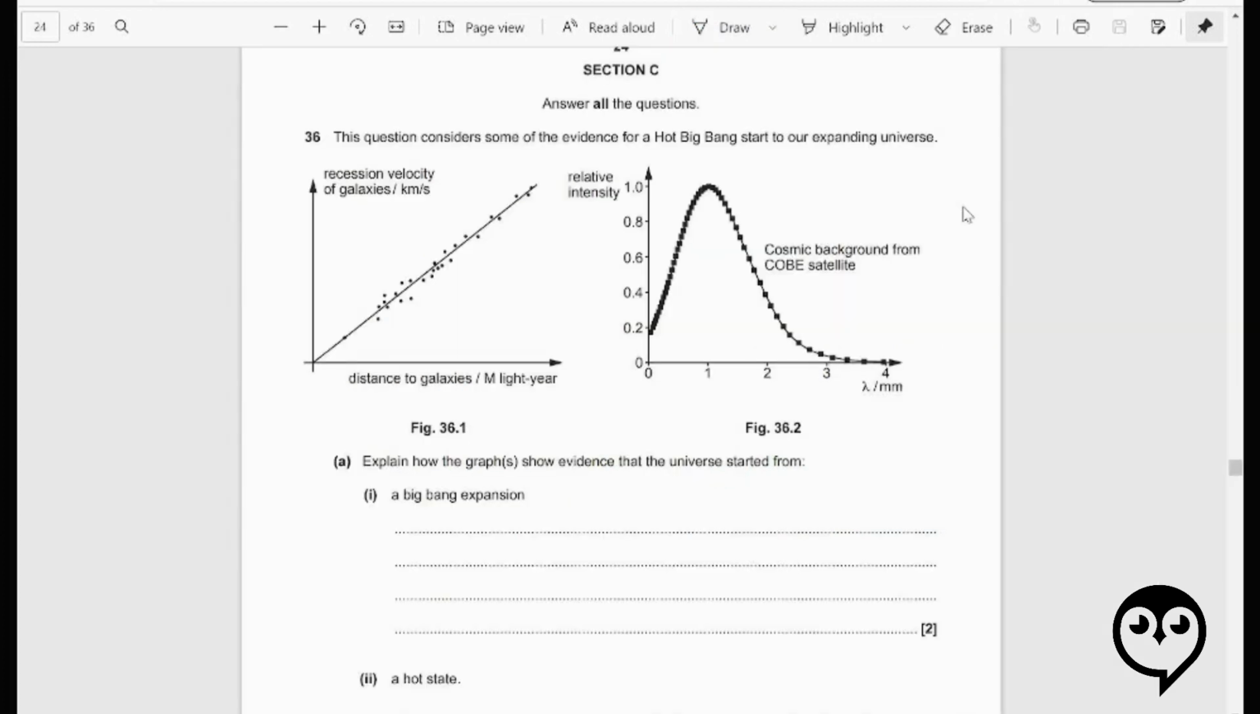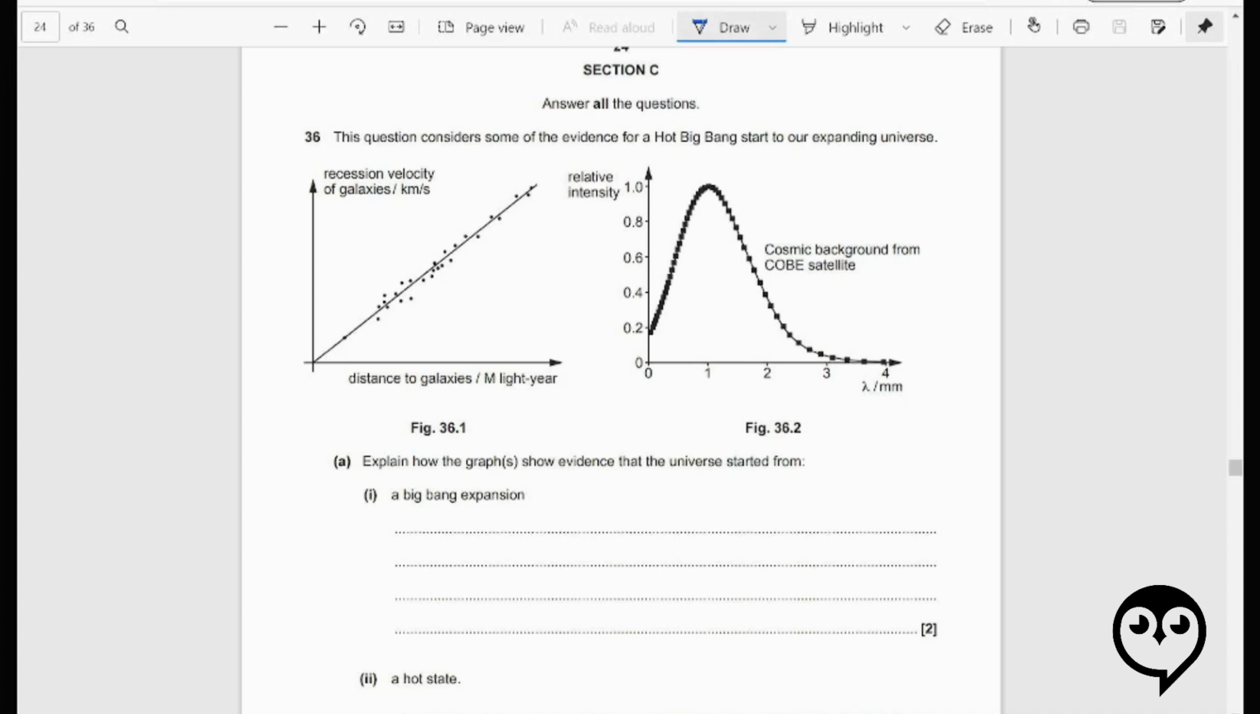Okay, I've got a Fundamentals of Physics paper. This is Paper 1 from the OCR Physics B. And we've got these graphs here. Explain how these graphs show evidence that the universe started from a Big Bang explosion. Okay, I think for 2 marks we can do this really simply.